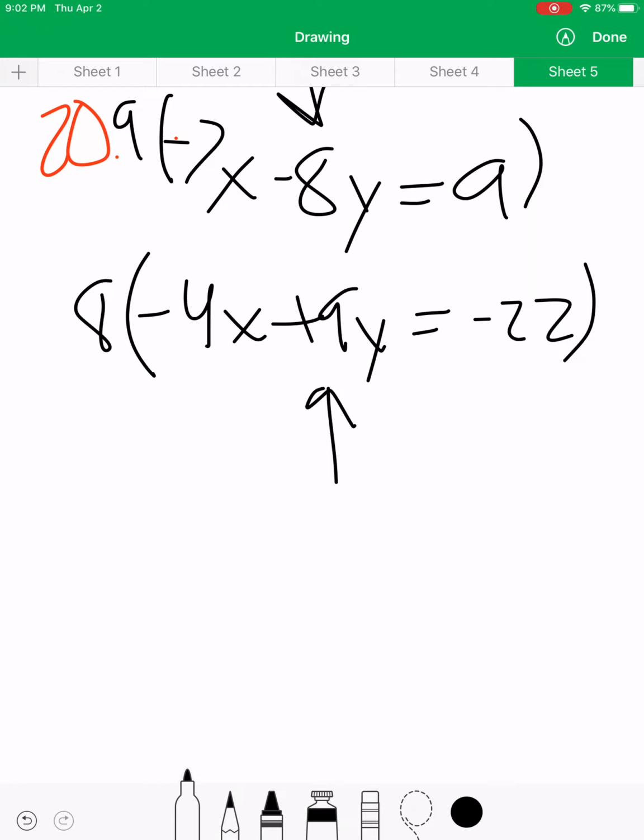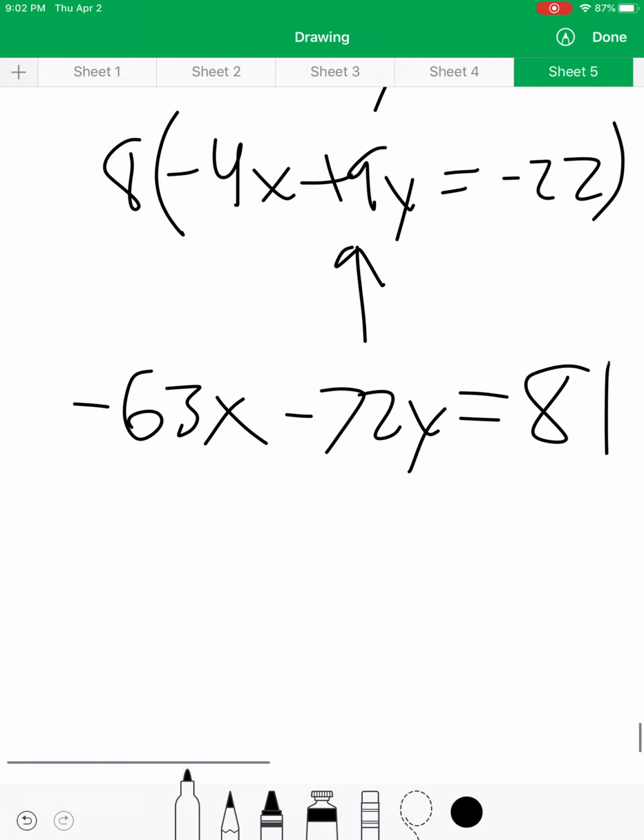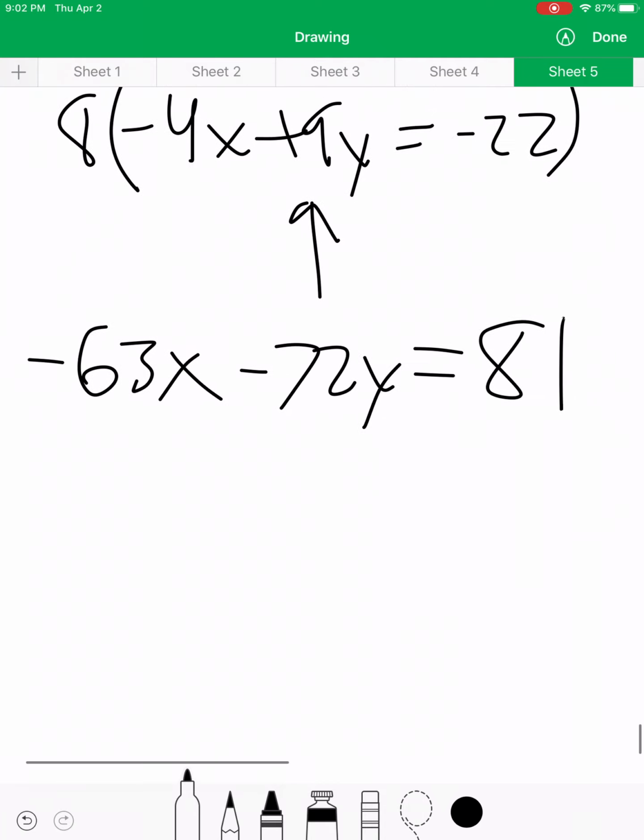So I'm going to rewrite the first equation down here. 9 times -7x is going to give me -63x minus 72y equals 9 times 9, 81. For the bottom equation, I'll have 8 times -4x, -32.